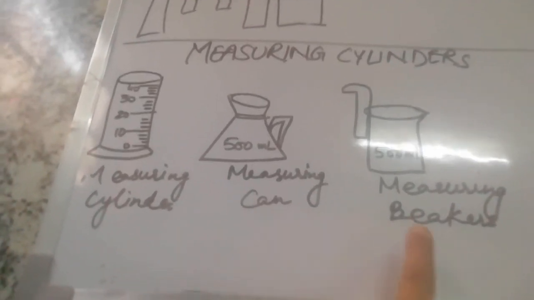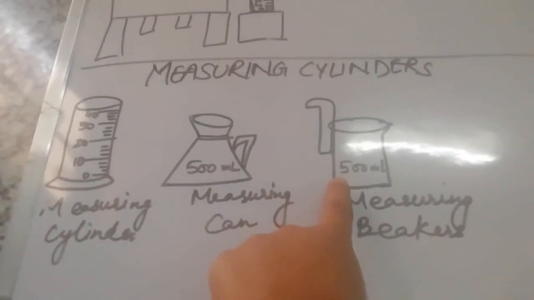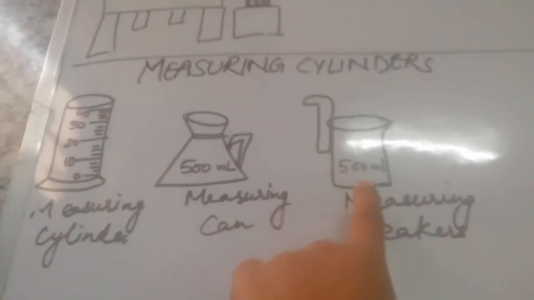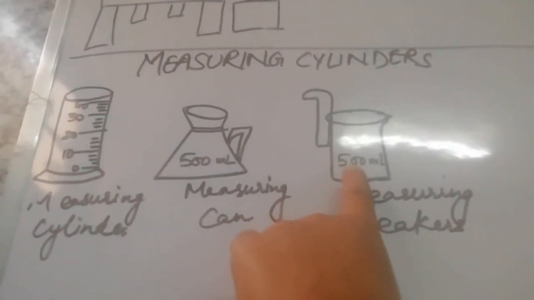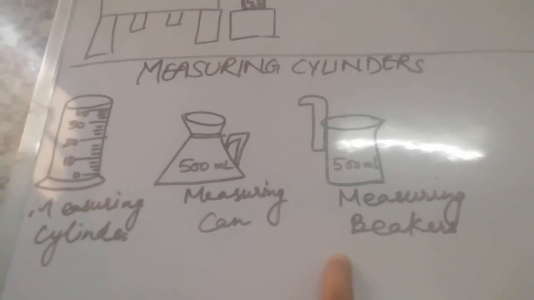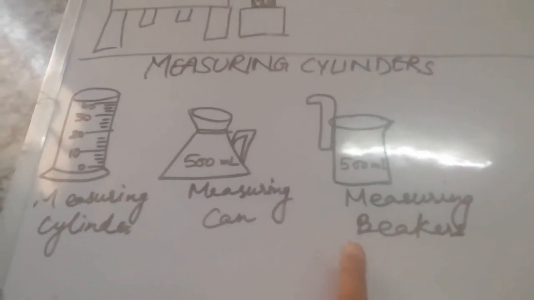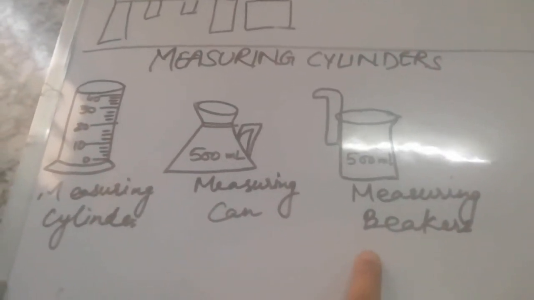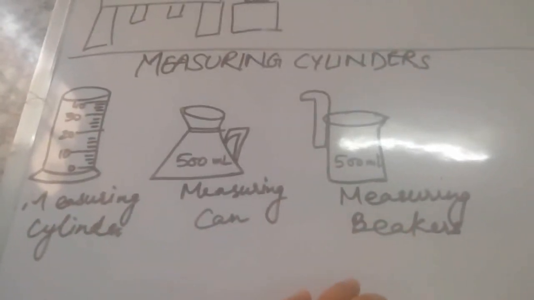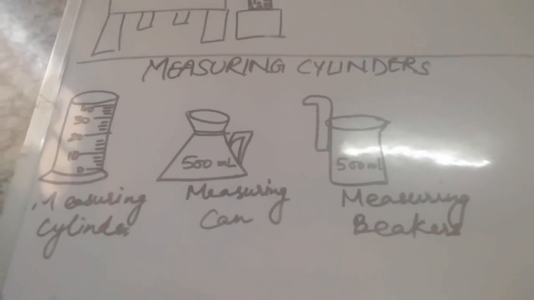Now the third one is measuring beakers. Measuring beakers also have a fixed quantity labeled on them, whether it is 500 ml or 1 liter or 550 ml, likewise. And these measuring beakers you will find with the persons who are selling milk or the edible oils. They are using these types of measuring beakers. So we have these types of measuring cylinders through which we are able to measure the volume of a given liquid.